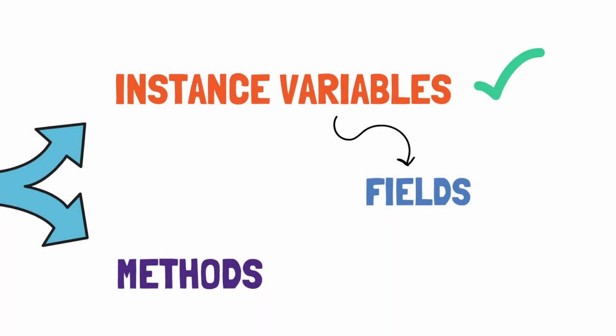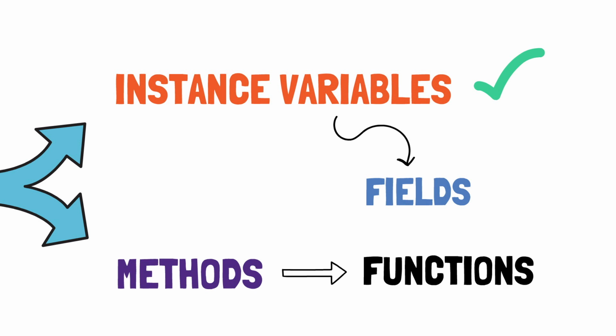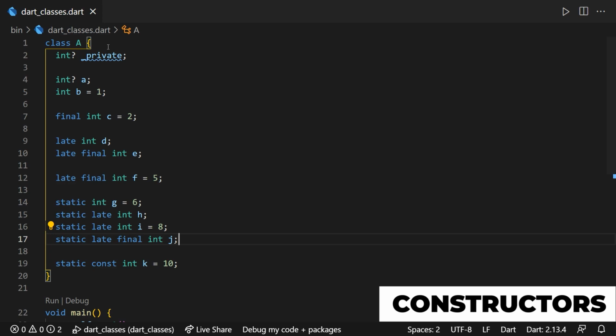So we finished talking about the Dart instance variables for now. Now it's time to move over to the other component you'll find a lot of times inside Dart classes, and these are methods. Methods are actually functions defined inside a class, and one of the most important methods you should know is the constructor of a class.